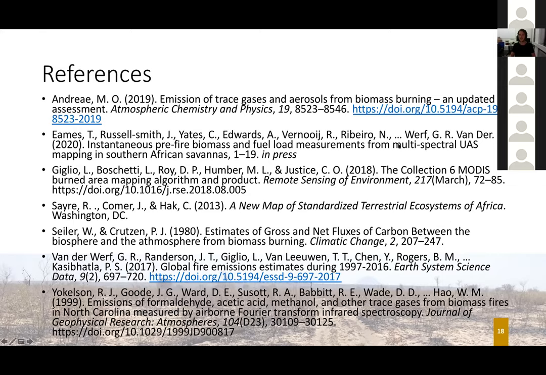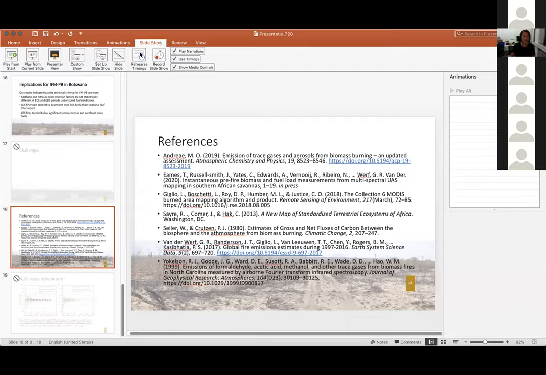Roland, that was super interesting. And just to put this back into context, emission factors have a role in defining emissions per year by multiplying the area burned, the fuel that is burned, and then the amount of that fuel that goes into different categories of gases. I wanted to ask you a couple of questions.